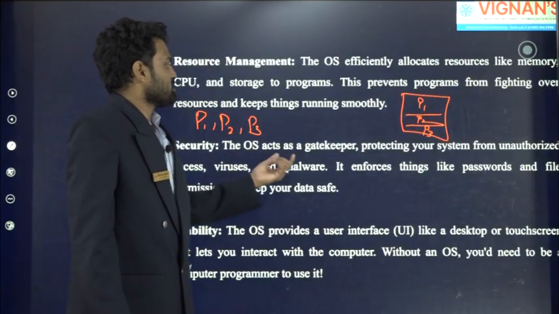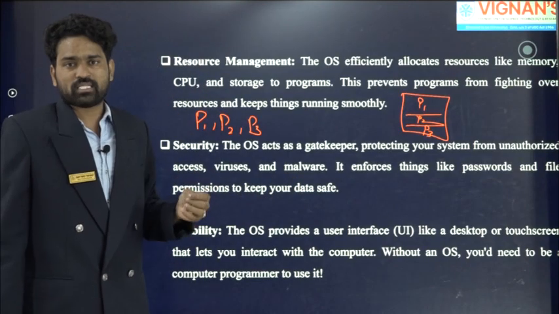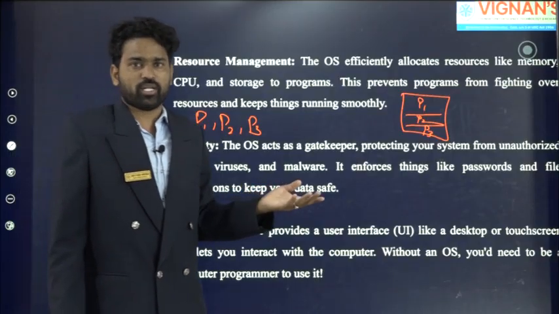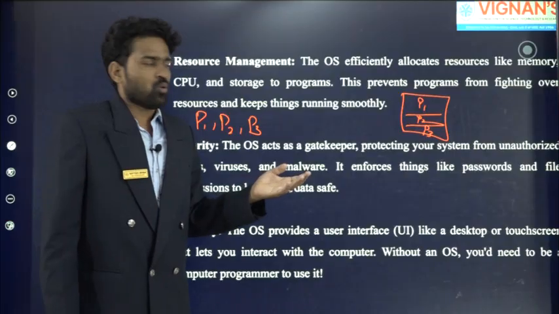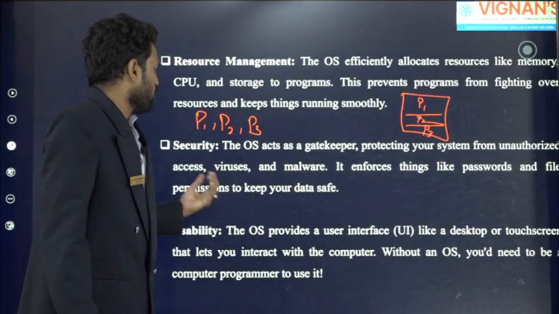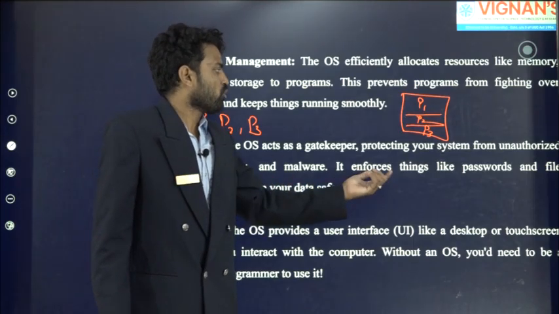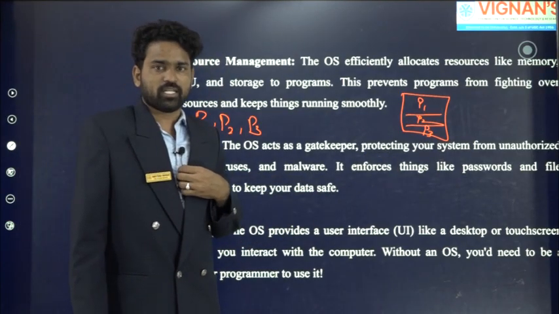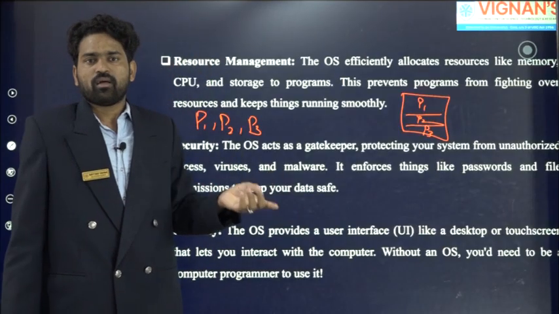Security. The OS acts as a gatekeeper, protecting your system from unauthorized access, viruses and malware. So the operating system provides the security. Unauthorized people who do not have access cannot access our data, and it protects from viruses and malware. It enforces things like passwords and file permissions to keep data secret. So we have to mention one password, and we will give some protection to the files also.